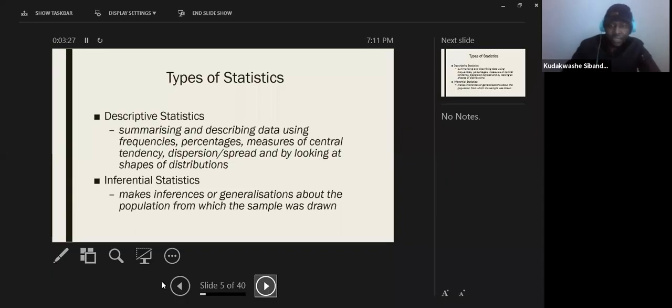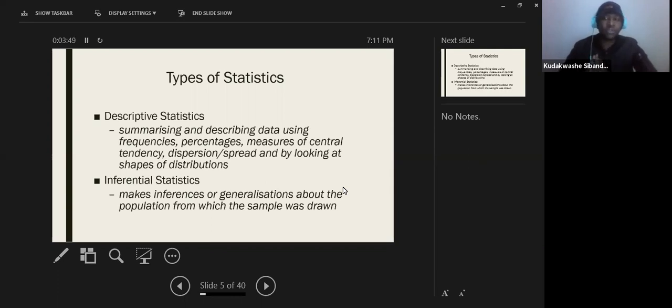We understand that statistics, you use it when you want to present data as a way of supporting the information that you have when it comes to decision-making processes. So let's look at the types of statistics, because this is very important.